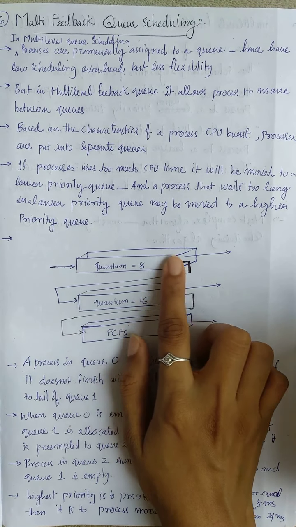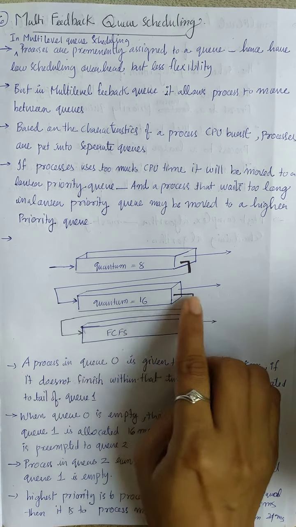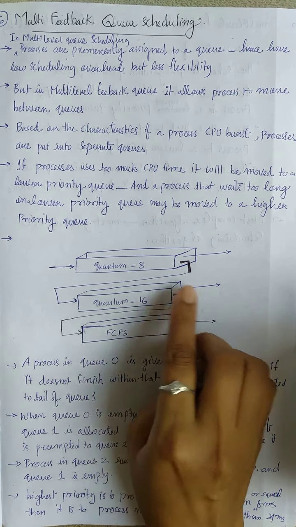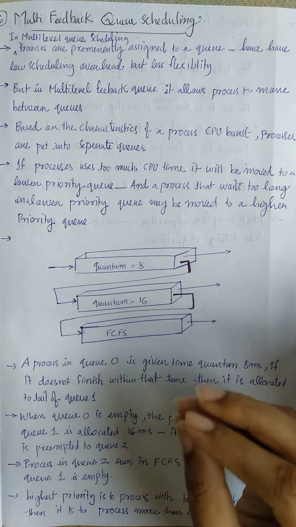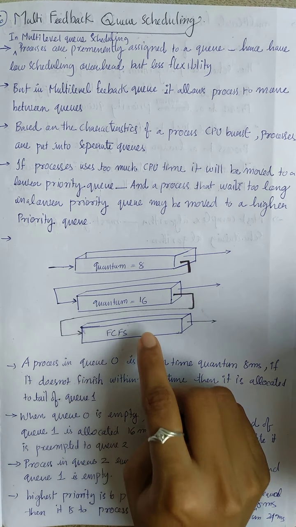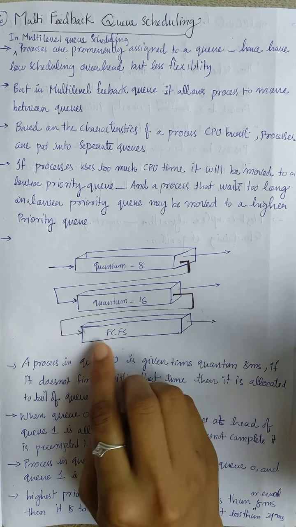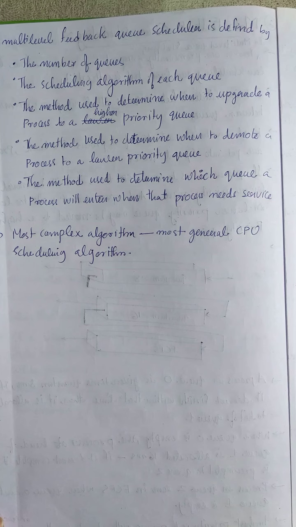If the process hasn't completed within the 8 milliseconds, then only will it be allocated to Q1. Then all the processes from here will start executing. Still, if the process has some more remaining time to be executed, then it is allocated to Q2. In this queue, the scheduling algorithm is FCFS. The processes with higher priority are those which need 8 milliseconds, and the next priority goes to processes with a CPU burst greater than 8 milliseconds but lower than 24 milliseconds.